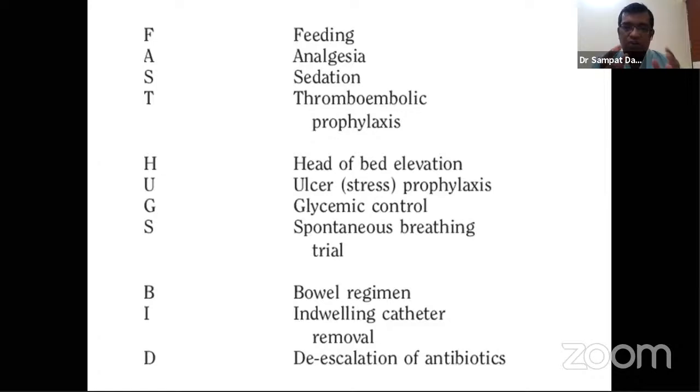Bowel regimen means see that the patient is able to pass their motions daily, because that's very important. Otherwise, feeding may not be tolerated. Remove all catheters and lines as soon as possible, whenever you feel that the patient is able to maintain without them.